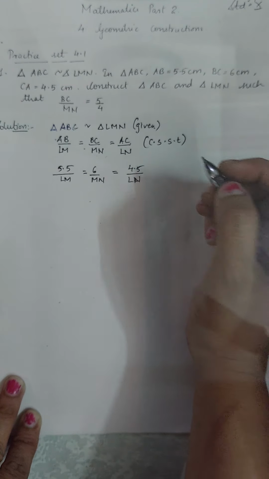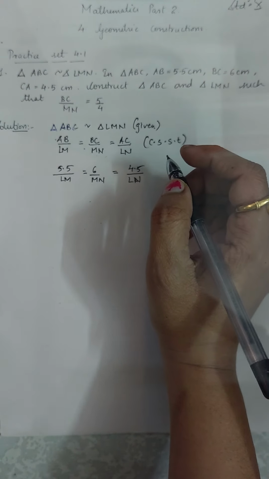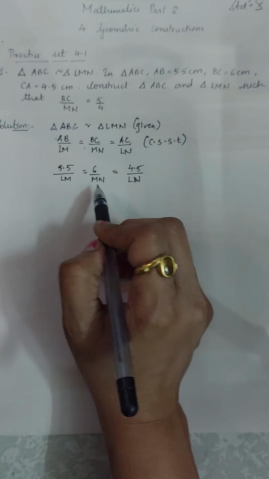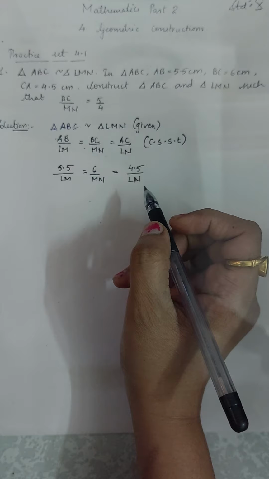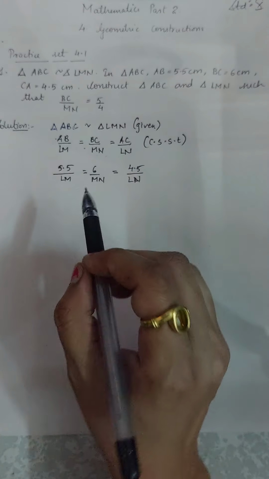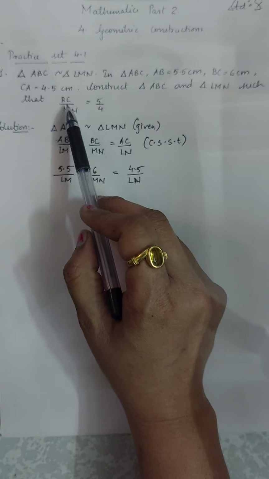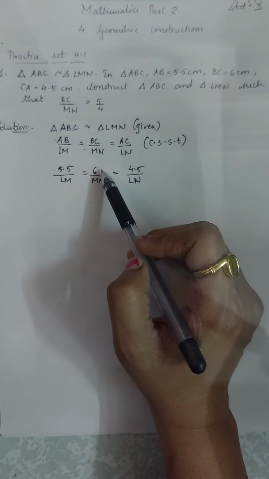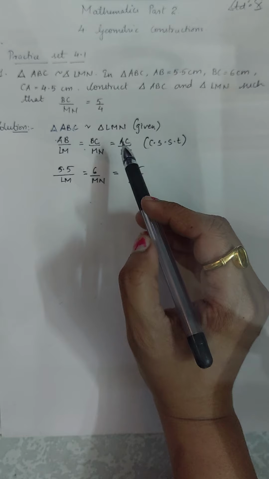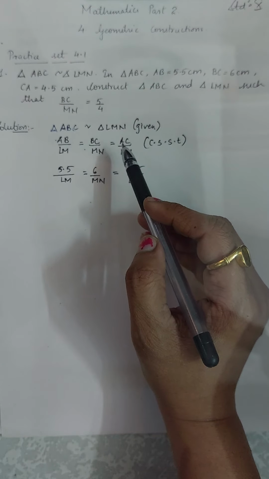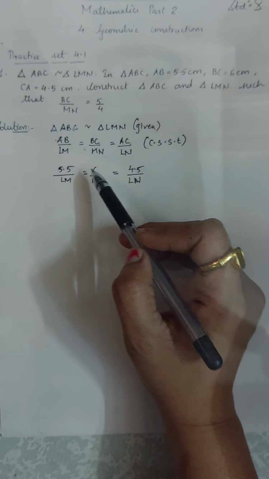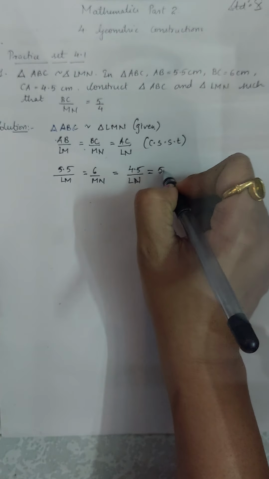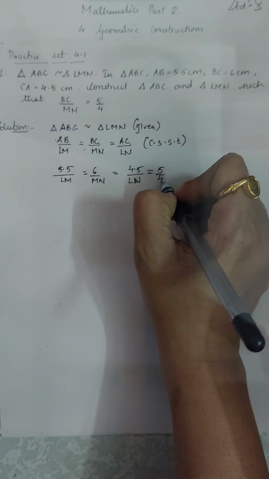Okay, after doing this, we have substituted the values here, right? Now in the next step, if you see what is given here, BC upon MN is 5 upon 4, means this ratio is equal to 5 upon 4, and therefore we will say that all the ratios are also going to be equal to 5 upon 4.